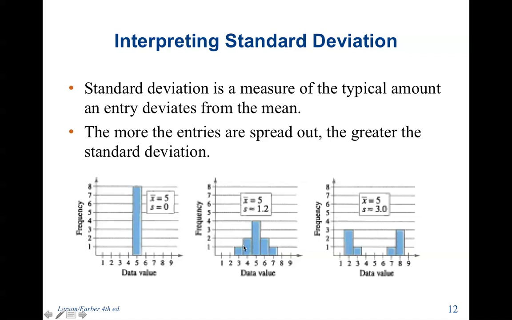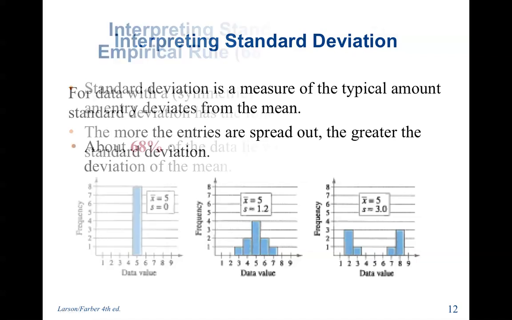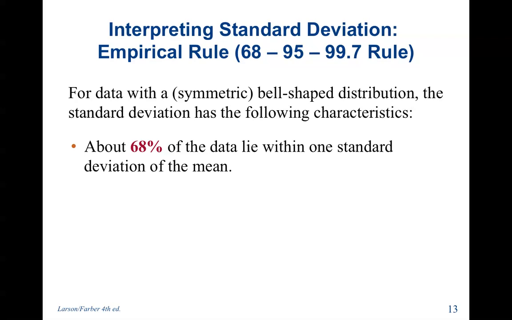As we spread out a little bit, we get a little bit of a standard deviation, a 1.2. But as we continue to spread out, we get a greater standard deviation of 3. So the wider our data values appear on our graph, the larger the standard deviation. Now, one thing we're going to talk about in interpreting standard deviation is the empirical rule. The most important part here is that this can be used with a symmetric bell-shaped distribution. And if that is so, then the standard deviation has the following characteristics.